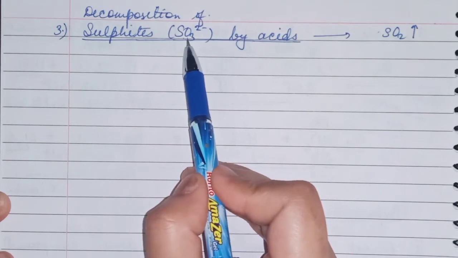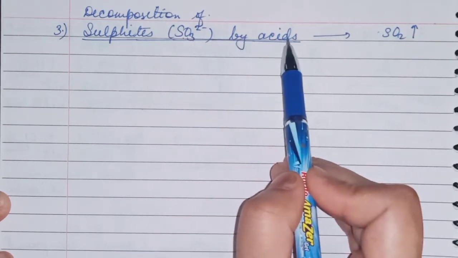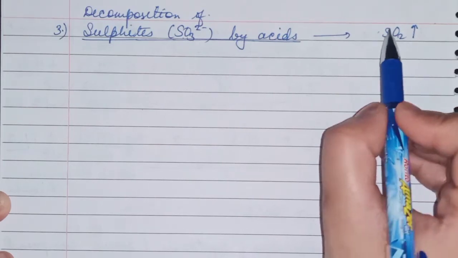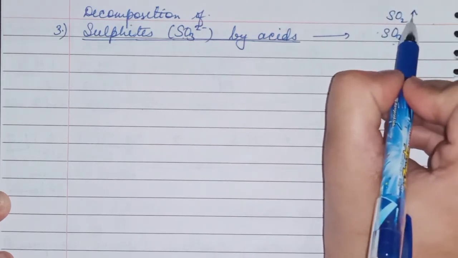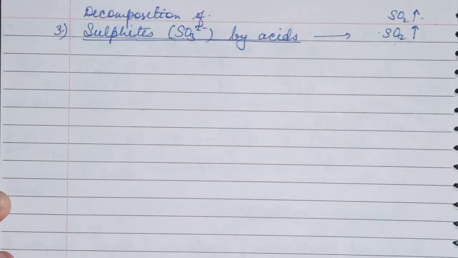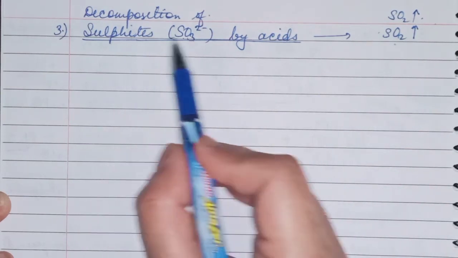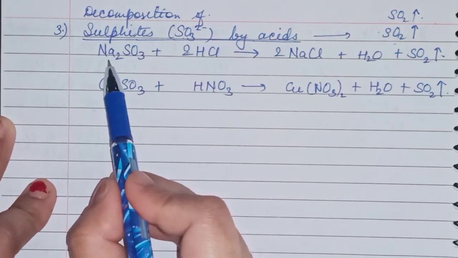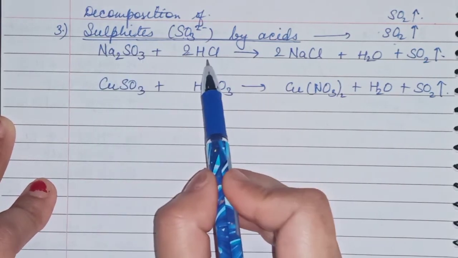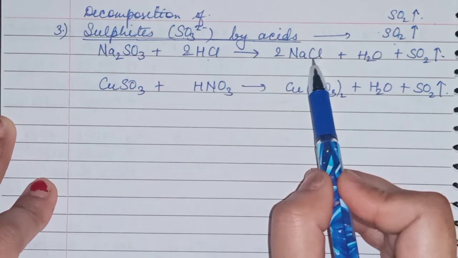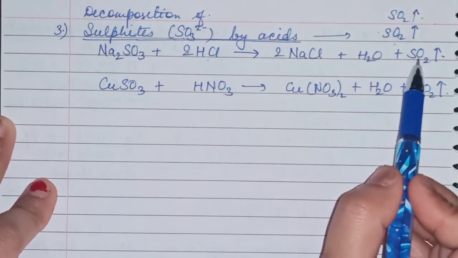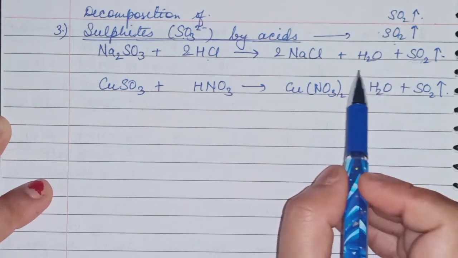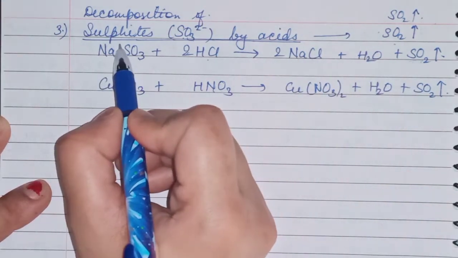Now next is decomposition of sulfites. Sulfites are SO3 2 minus ions, and by acid it will release SO2 gas. Okay, SO2 gas. Carbonates and bicarbonates release CO2 gas and sulfites will release SO2 gas. Children, an example is sodium sulfite and hydrochloric acid will give salt NaCl, water and SO2 gas is released. So you have to identify what type of decomposition reaction is taking place.